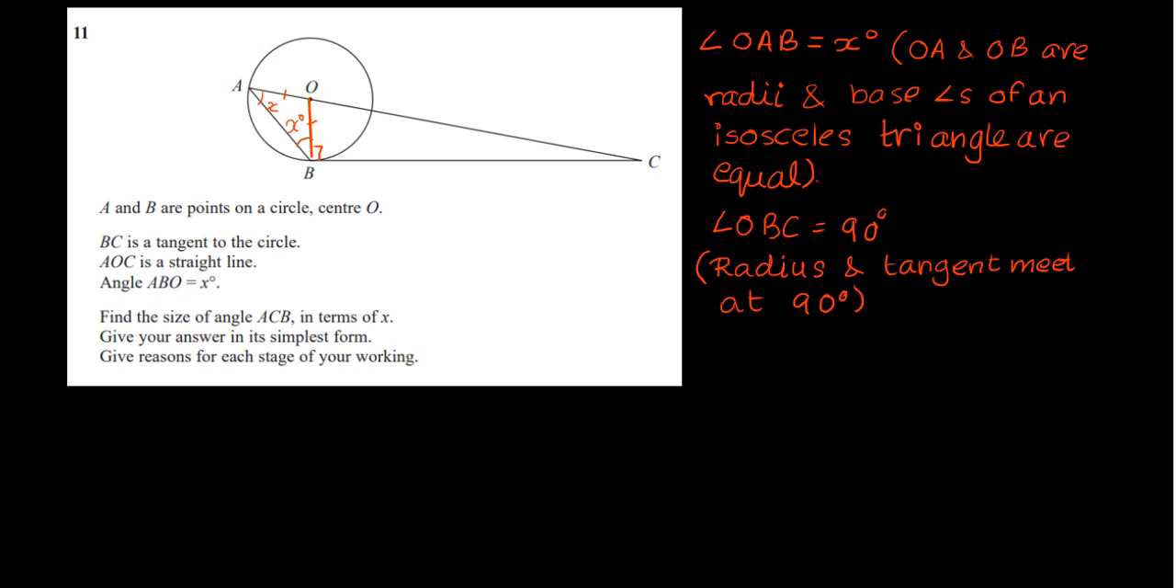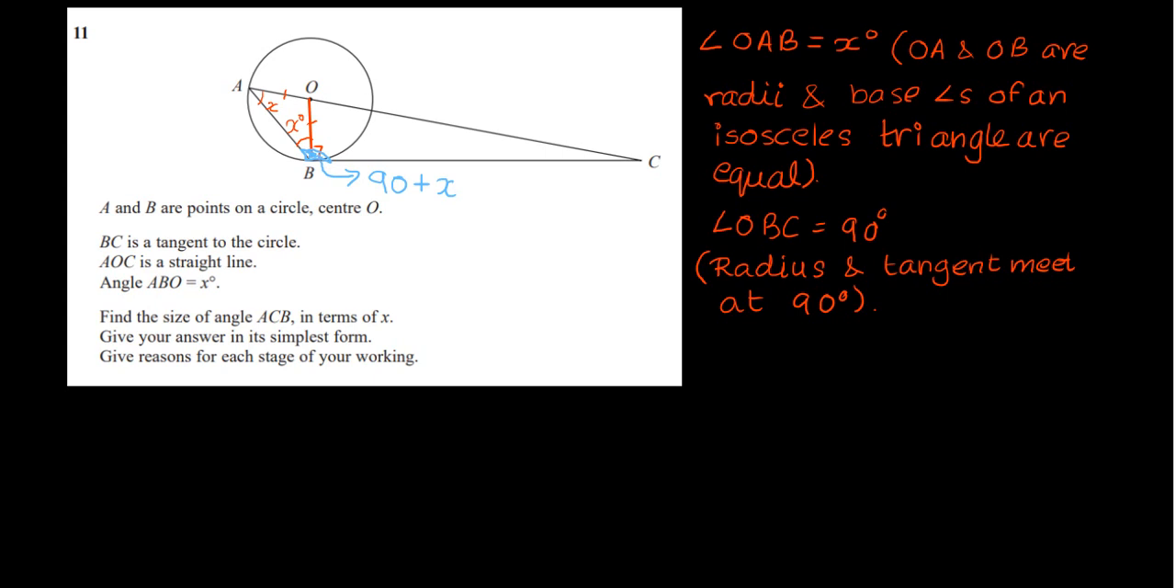Right. Okay, so if you look at the bigger triangle now, triangle ABC, this angle here, the whole angle will be 90 plus x: 90 degrees from angle OBC and x from angle ABO.